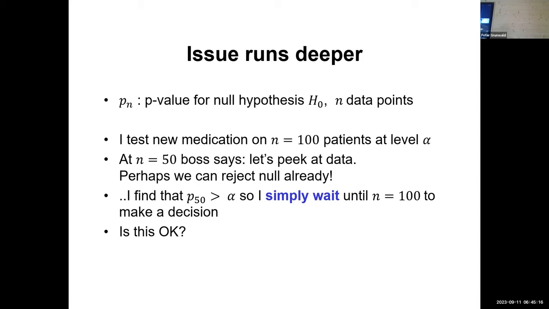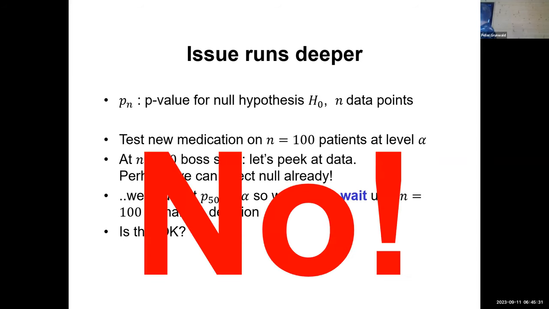And indeed, let's say that in this case, you find that the p-value is larger than alpha. So you can't reject, and you tell your boss, hey, we didn't see anything. Let's just go on until we're at 100, right? Now the question is, is this okay? You might already guess the answer. This is also not okay. And this is really pretty bad.